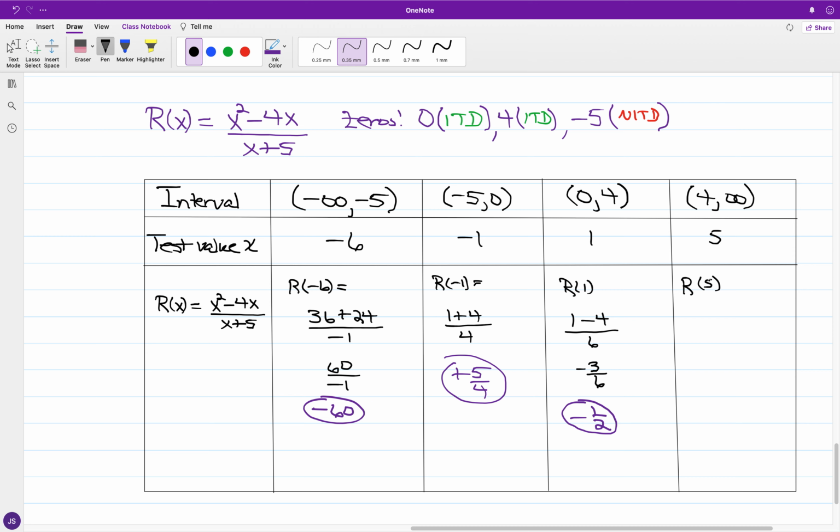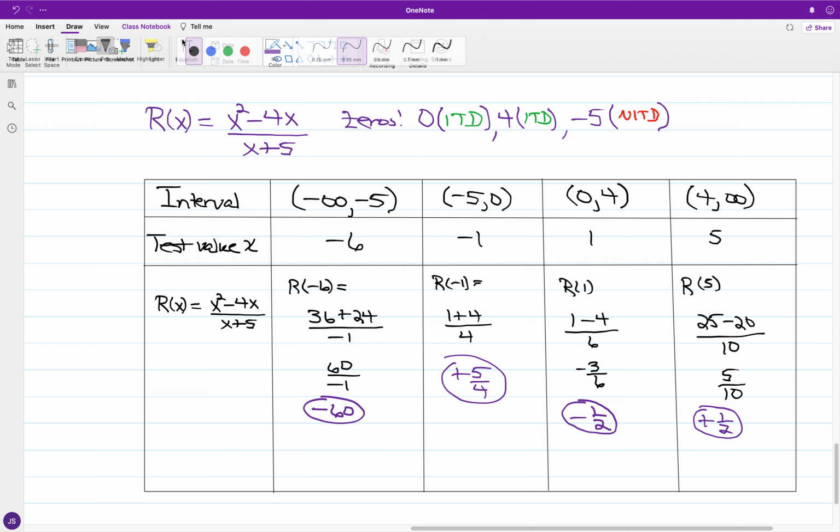And for the case of r of 5, you have 5 squared is 25, -4 times 5 is -20, and 5 plus 5 is 10. Now the difference we have is 5/10. Again, that's already going to be a positive fraction. And for the reduced form, this is going to be a positive 1/2.